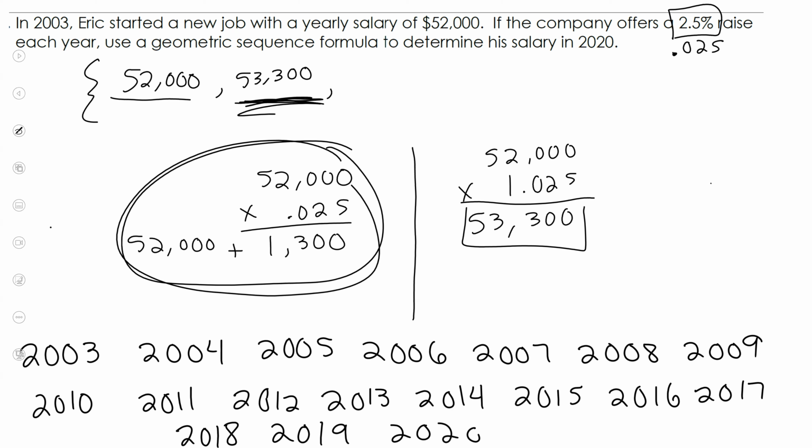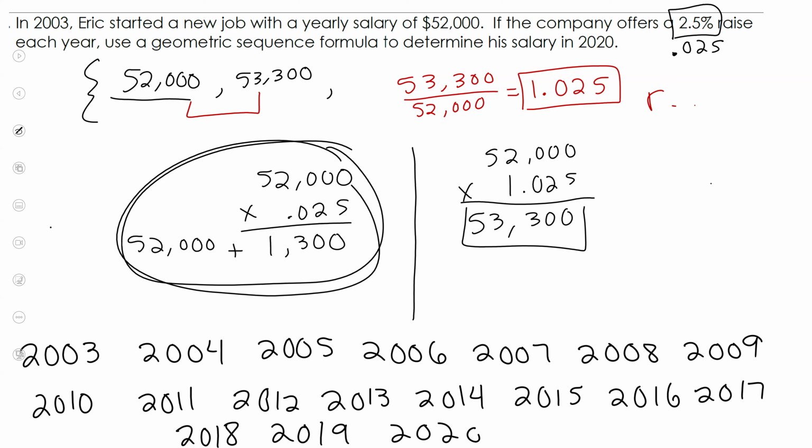Okay, the reason why I had you guys do this is because look, what is the ratio between these two numbers? So let's do 53,300 divided by 52,000. If you do that, what is our ratio? 1.025. That is your ratio. So your R value is 1.025. The reason why I made you guys figure out what the second term is because those of you guys who use this method, you thought the ratio was 0.025, but your ratio is actually this, okay?